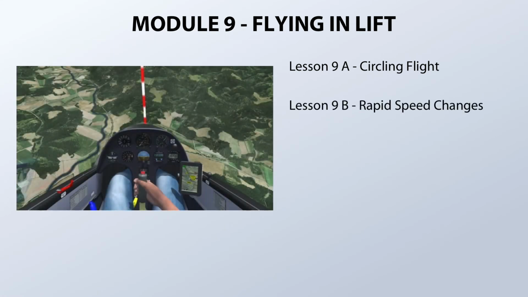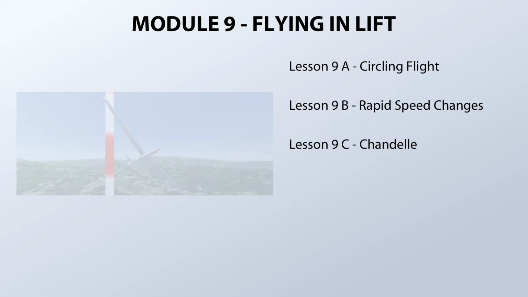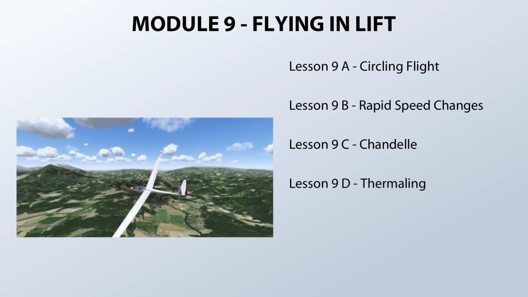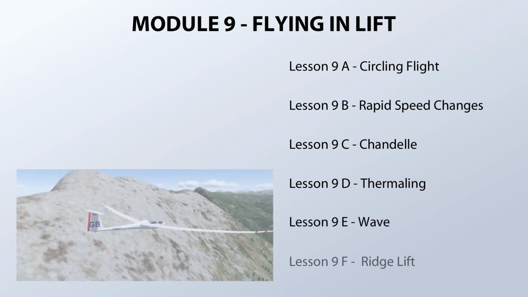Then, rapid speed changes are practiced, which the student might need to do when entering and exiting thermals, as well as steep climbing turns or chandelles that can be used to enter a thermal from a high cruising speed. And finally, the student gets to practice working thermals, flying in wave, and climbing in ridge lift.